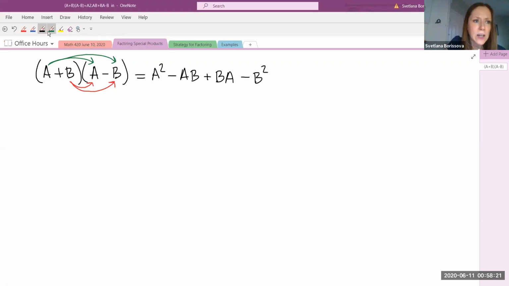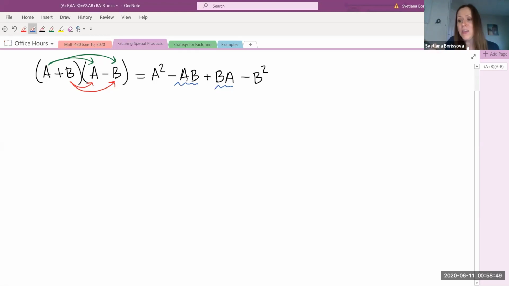So what can we see here? Here's the question. What do you think about those two terms? Are they the same or different? ab and ba? They look different, right? Because it's ab, and I'm ignoring signs right now, ab versus ba. But remember what was said about the multiplication operation.